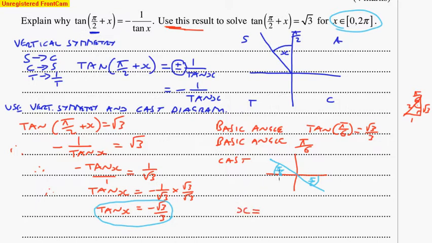So x equals, from 0 starting on the way around to 2 pi. The first solution I bump into is that one, which is pi minus pi on 6, and the second solution that I meet is that one, which is 2 pi minus pi on 6. Or in other words, my solutions are 5 pi on 6 and 11 pi on 6. And that is it.